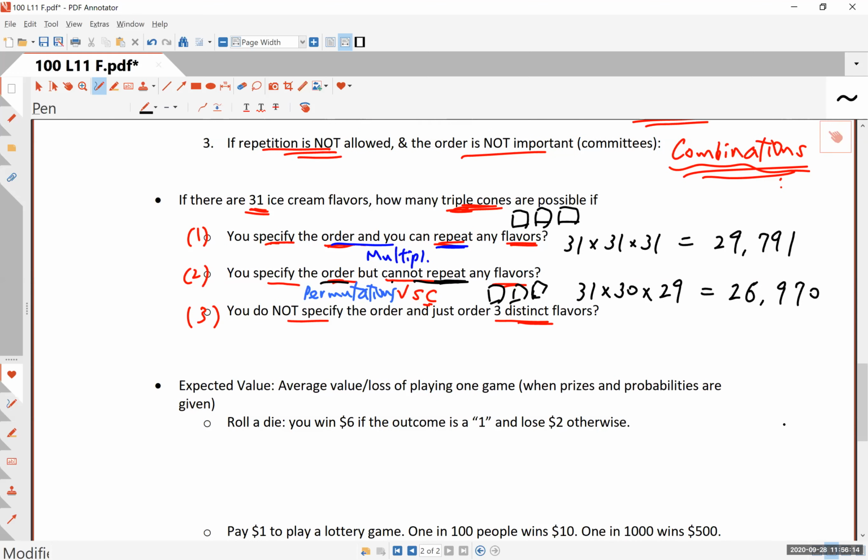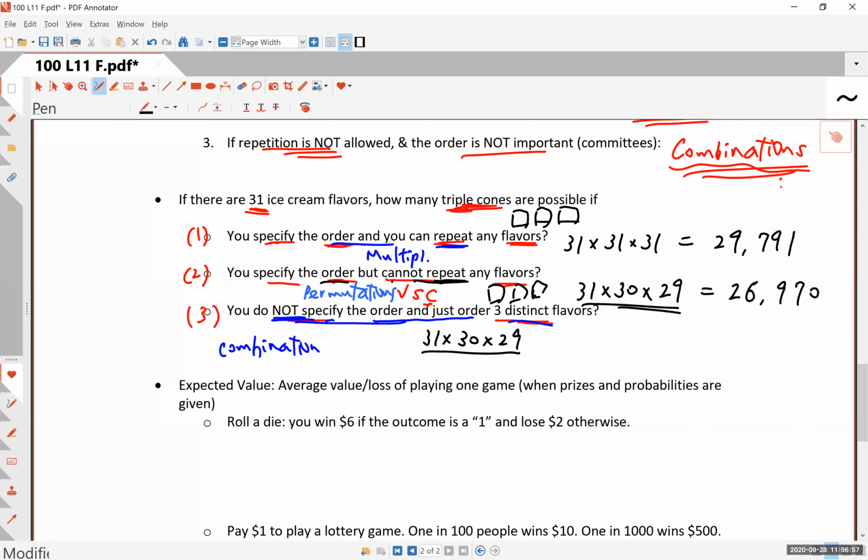Okay, the third one, the most complicated one, is when the order does not matter, you cannot specify the order, and you have to pick with no repetition. So this is the hard one, right? Again, this is a combinations problem. Okay, let's try to figure this out. If the order were important and repetition was not allowed, this is the number, 26,970, close to 27,000. That's the number of permutations, okay? But in this case, remember vanilla, chocolate, strawberry would be considered the same as chocolate, strawberry, vanilla.